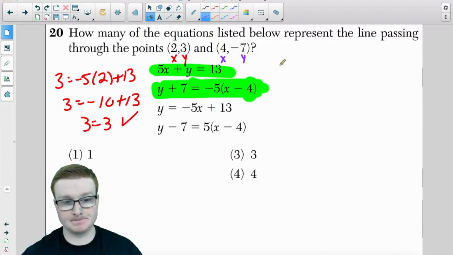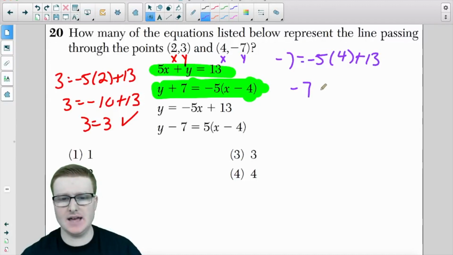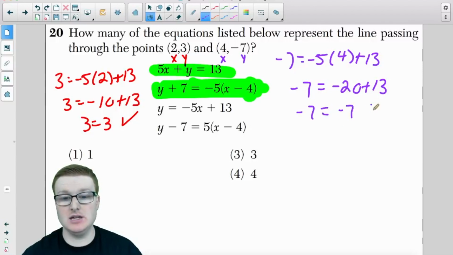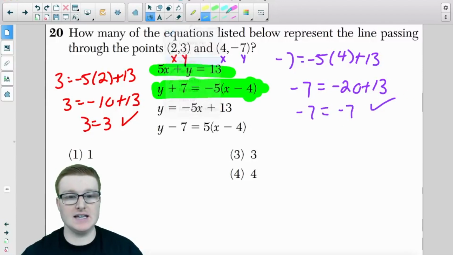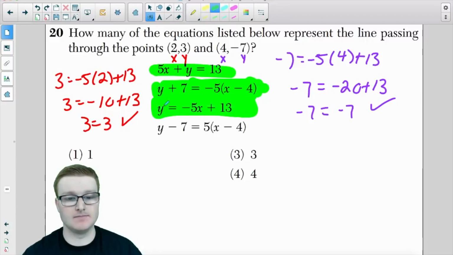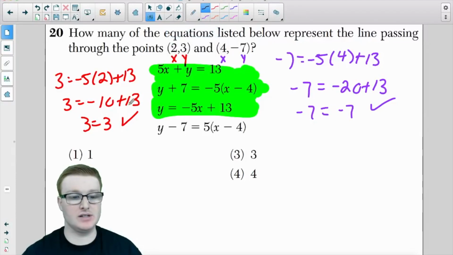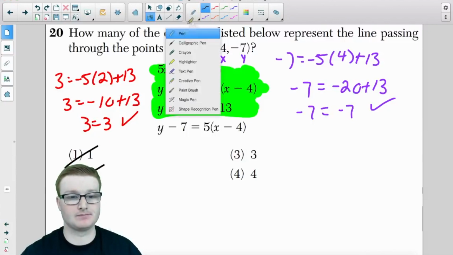Let's check the purple one. We get negative 7 equals negative 5 times 4 plus 13. Negative 5 times 4 is negative 20, plus 13. Negative 20 plus 13 is negative 7. Does negative 7 equal negative 7? Yes, it does. So that is a good line. So far 3 of them work. So we can get rid of choices 1 and 2.